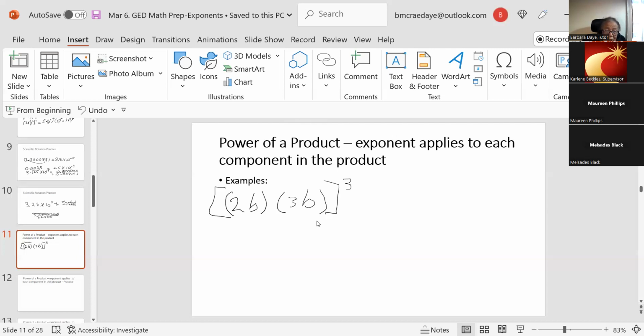So remember, you've got to apply that 3rd power to both, to the 2B to the 3rd times 3B to the 3rd. And I want you to give me the final answer.